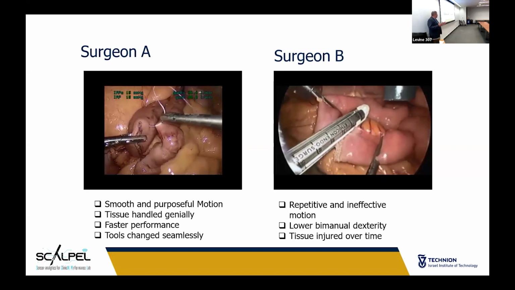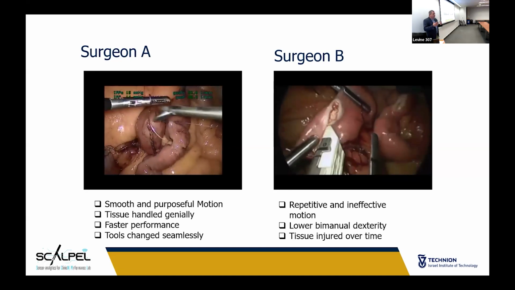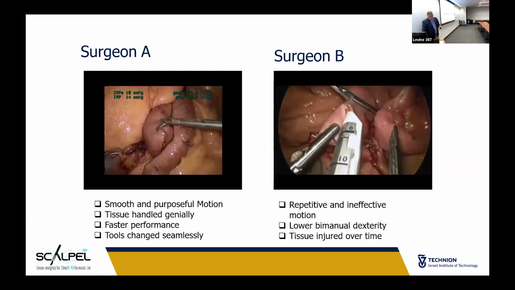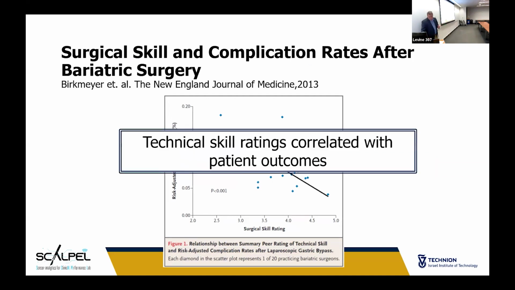And this is what they did in their study. They took 20 surgeons and took a panel of experts to judge their skill. What was really fascinating about the study is that we were able to correlate between clinical outcomes and technical surgical skills. We all talk about how this surgeon has amazing hands, but the first study to actually prove that it means something was in 2013. It really says that technical skill rating correlated with patient outcomes.